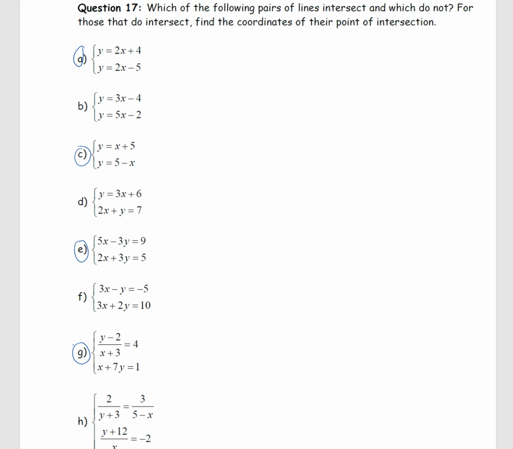And so for question A, this one's actually quite nice, because if we look at it, we can see that both of these lines are in the form y equals mx plus b. So we can see that the slope of both of them is the coefficient on x. So the slope for both is 2. So these lines have the same slope, which means they're parallel, and that means that they do not intersect. For question A, the answer is that they do not intersect.